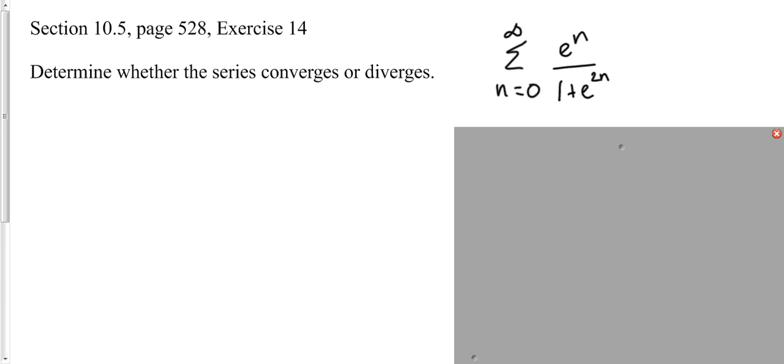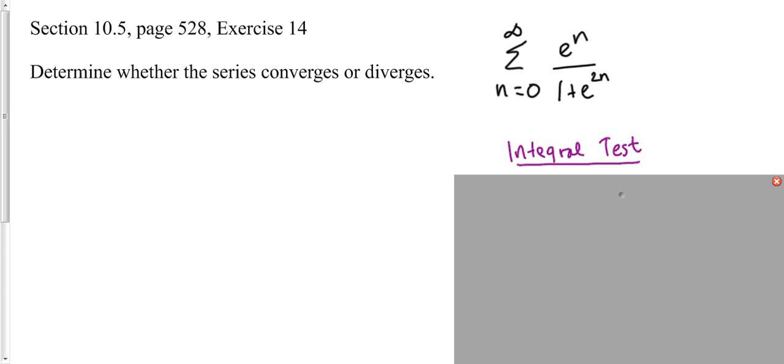Let's try section 10.5, page 528, exercise 14, which reads, determine whether the series converges or diverges. And for exercise 14, the series is the summation from n equals 0 to infinity of e to the n divided by 1 plus e to the 2n. Now there are probably several different ways to solve this, but I want to try this using the integral test.